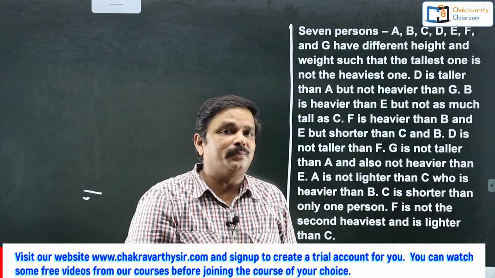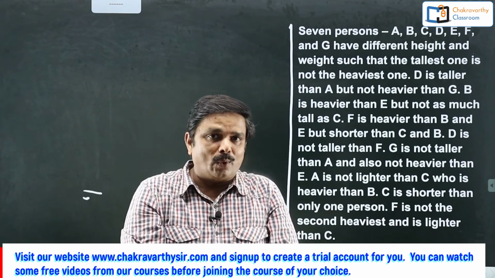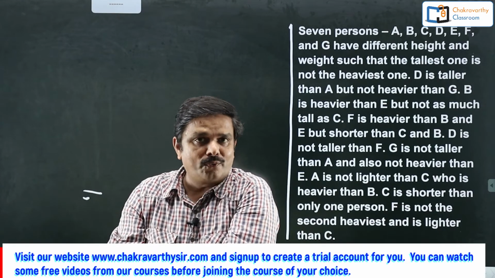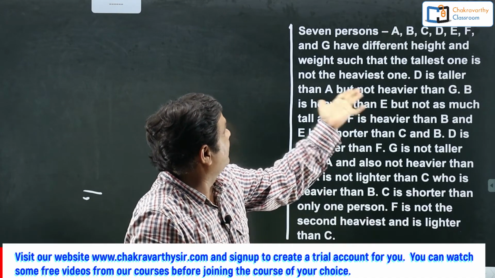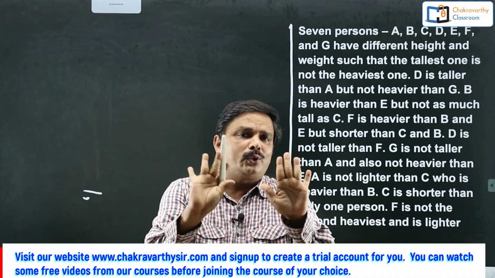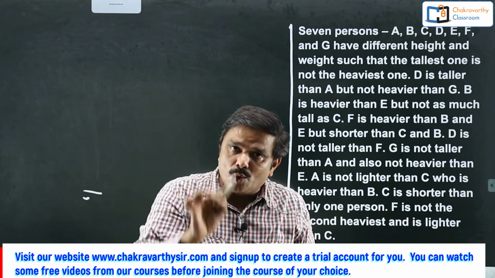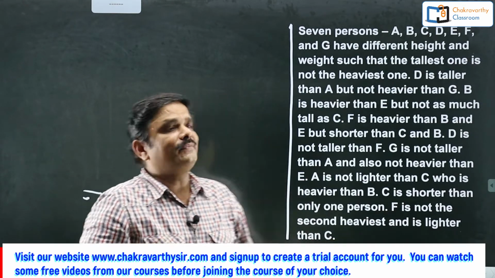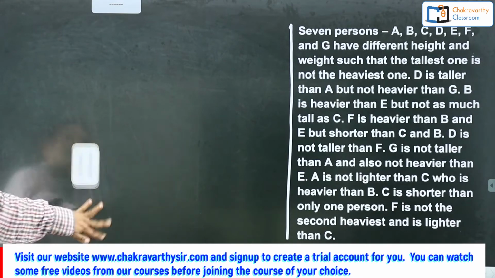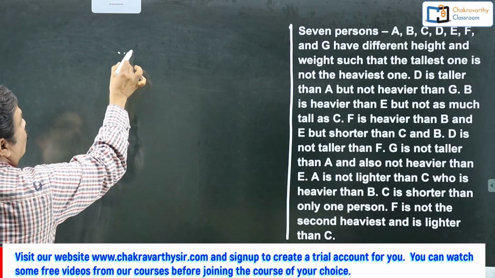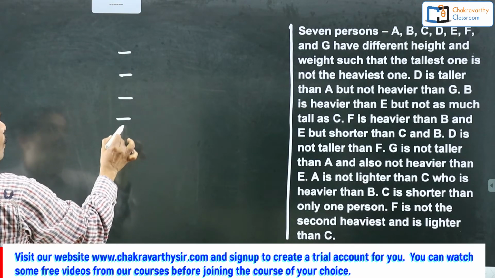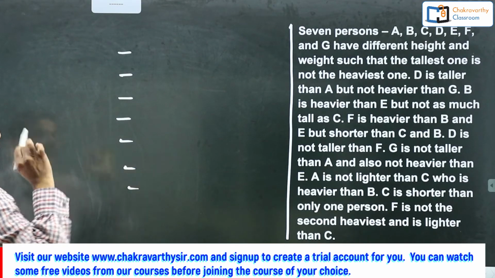Many students do this mistake. Height wise they compare it one place, weight wise they go for another. Okay, don't go for 2 separate diagrams. Since the persons are same, you just go for only one diagram. How is that one? Simple. How many are there? 7 are there. You take 7 here. So 1, 2, 3, 4, 5, 6, 7 I am doing.